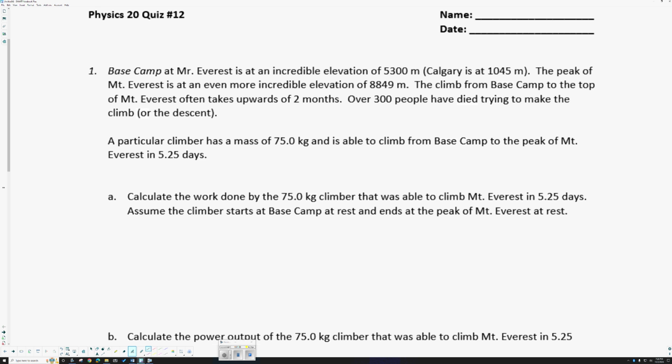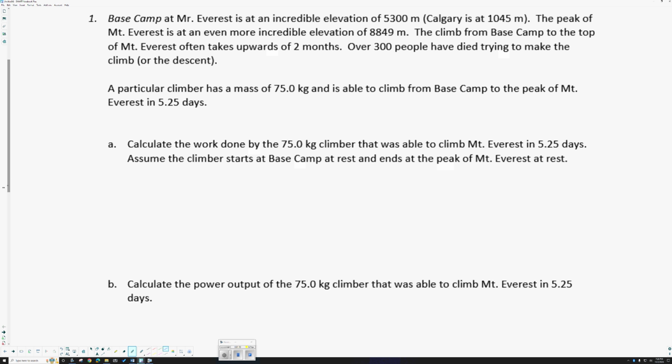If we're climbing Mount Everest from base camp to the peak, that means we've got an initial height of 5,300 meters. We've got a final height of 8,849 meters. The mass of this person that's climbing is 75.0 kilograms. And we've got a time interval here. Not that it really matters for question A, the work, but it is going to matter for the power output in B. We've got a time interval here of 5.25 days.